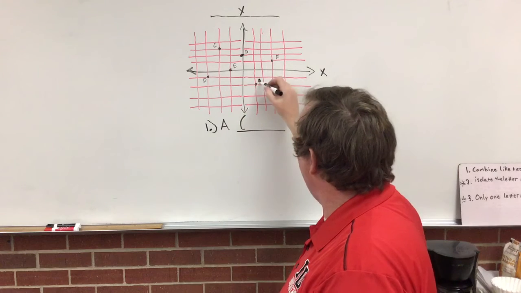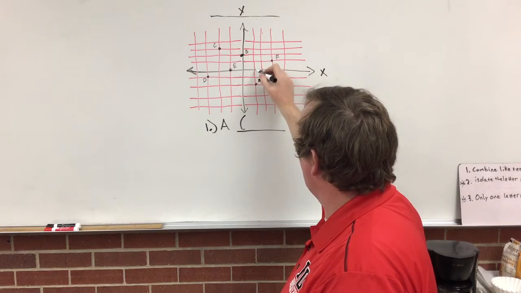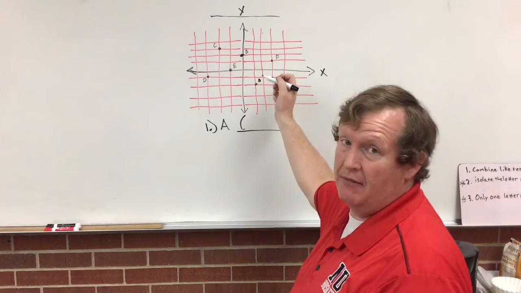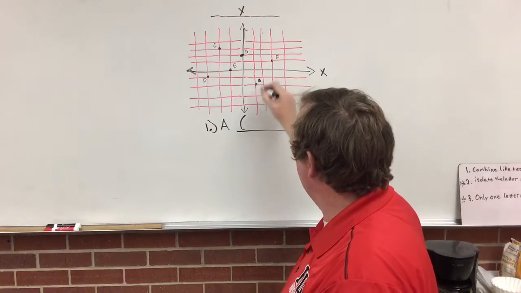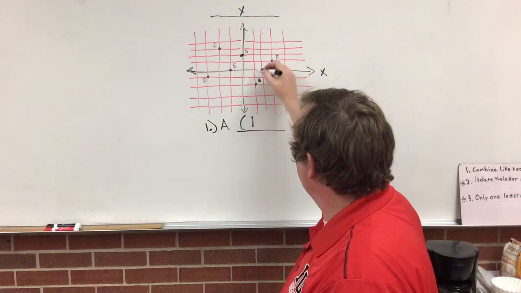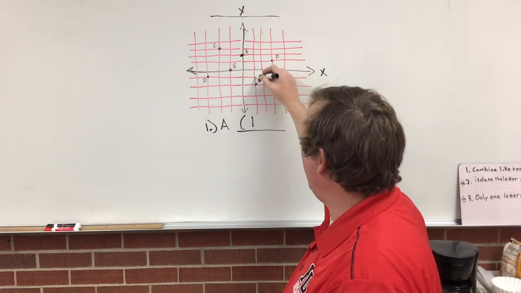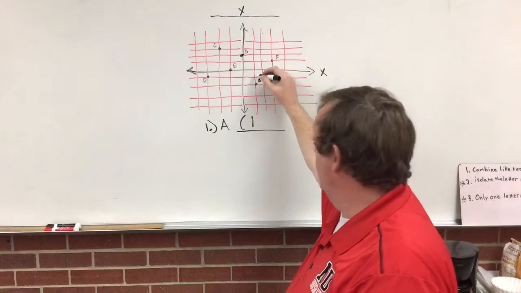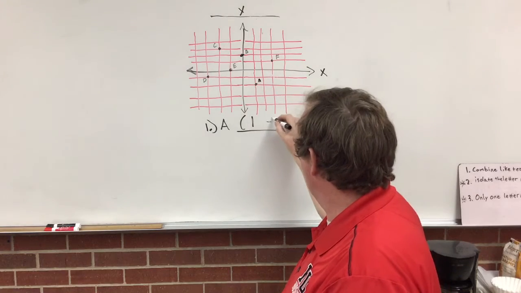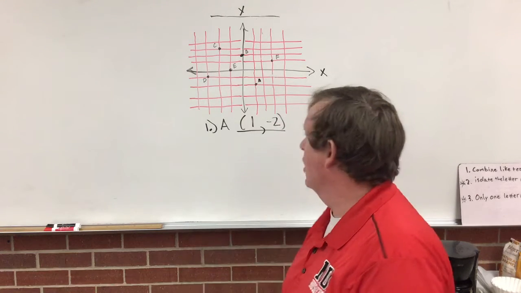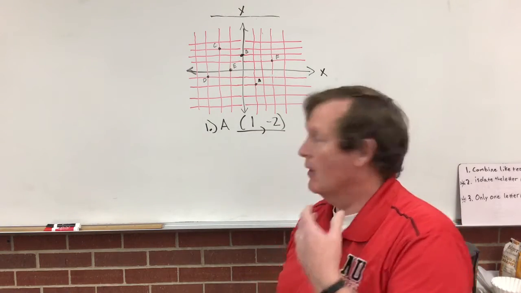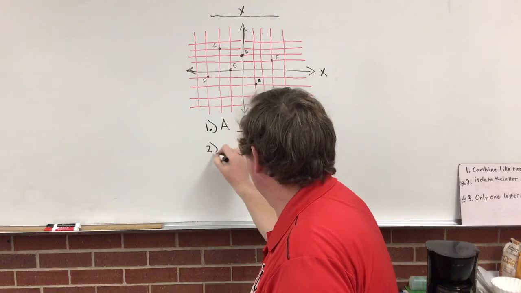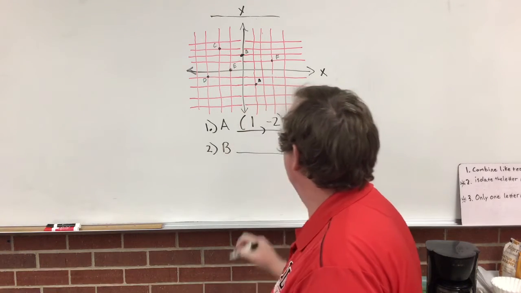So when we go to A right here, we go over to the right one. That means it's a positive number. So we're at 1, and I can put that 1. And then I'm going down, which is a negative number. 1, 2. So my first coordinate pair is (1, -2). All right? Number 2, B, here it is.